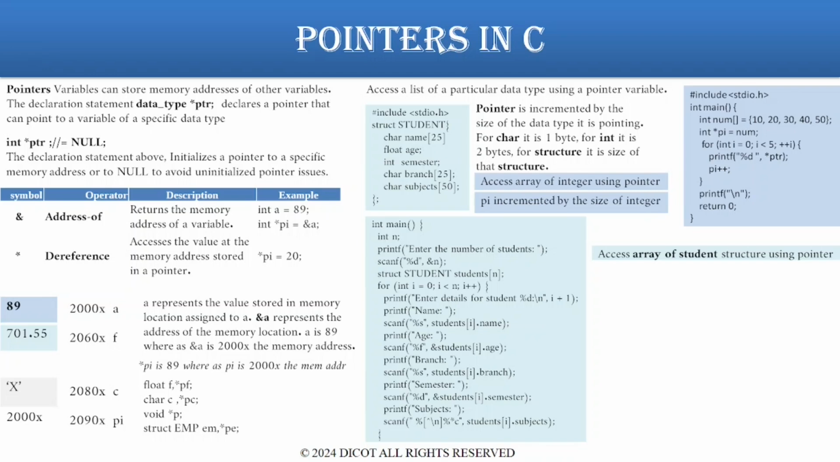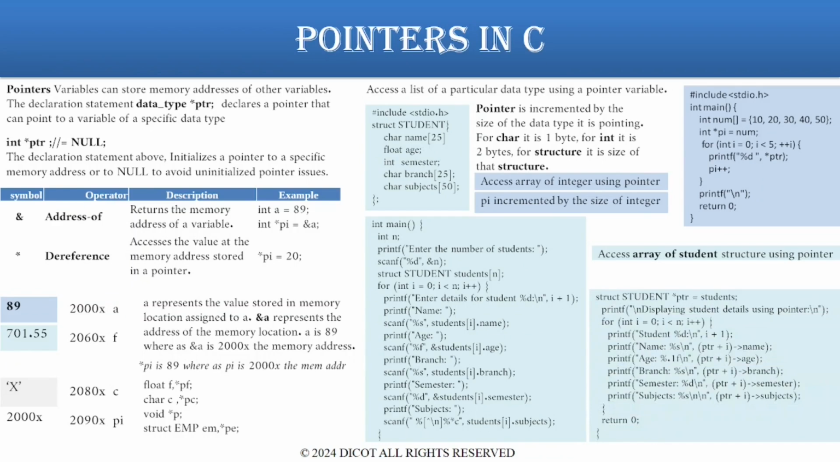The data members of the first element, such as name, age, branch, can be accessed using the pointer operator. In this case, to access the next element of the structure, PTR is not incremented. Instead, index variable I is incremented every time and added to the base address. I is multiplied by the size of the student structure and then added to the pointer to get the address of the new element. So here PTR is incremented by the size of the student structure every time.